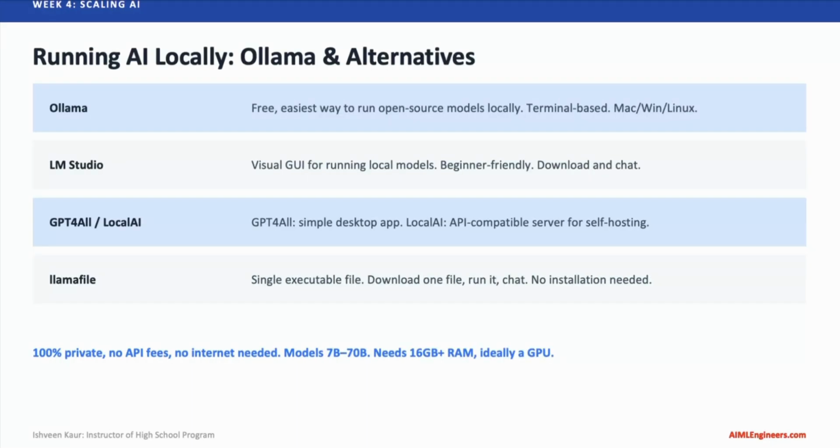Let's talk about running AI on your own machine, because you can right now for free, and you don't have to use an API. The most powerful tool to do this is Ollama. This is the one to start with because it's free, open source, and works on Macs, Windows, and Linux. All you have to do is open your terminal and type Ollama run Llama 3.